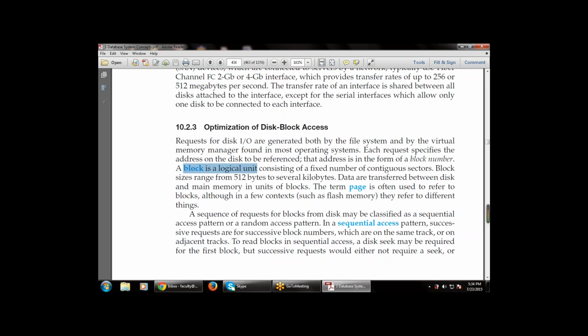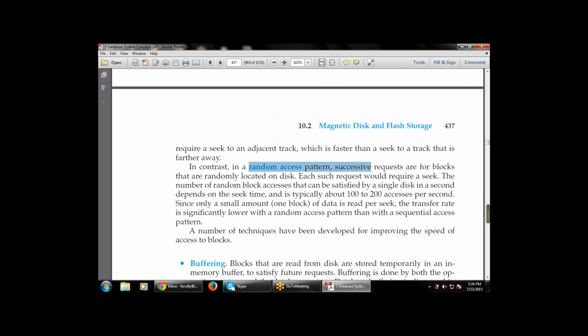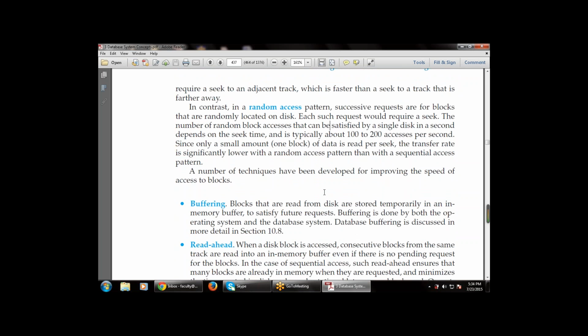A block is a logical unit consisting of a fixed number of contiguous sectors. So a block means a unit that contains a contiguous sequence of sectors. Block sizes range from 512 bytes to several kilobytes. There is also a term page that refers to blocks, so a page contains various blocks. In contrast, in a random access pattern, successive requests for blocks are randomly located on the disk.